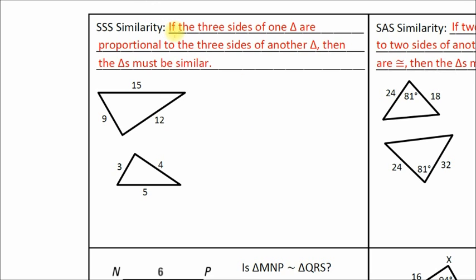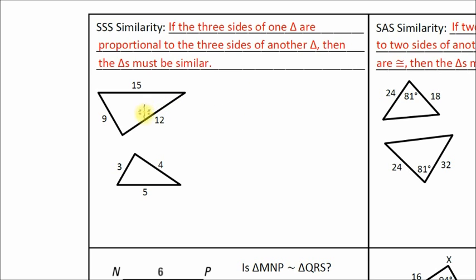So we look at this and say, if the three sides of one triangle are proportional to the three sides of another triangle, then the triangles must be similar. So now we're looking at proportionality, not at congruence. Let's see how this works out. Now I'm going to teach you guys a method of doing this that works every time. It'll keep you from being confused on which sides you're supposed to be matching up.